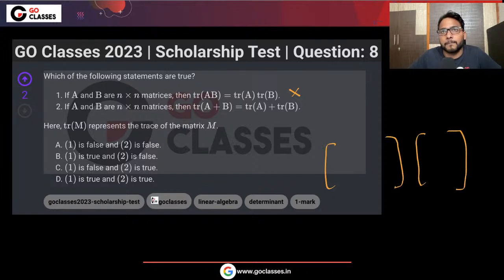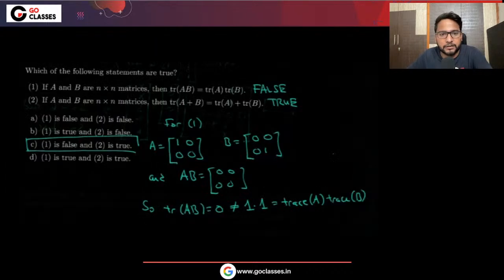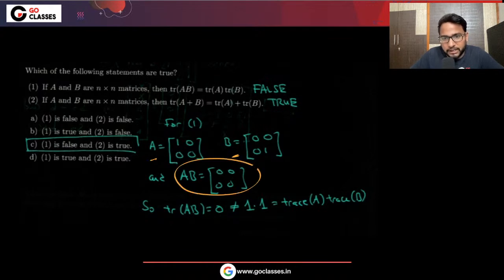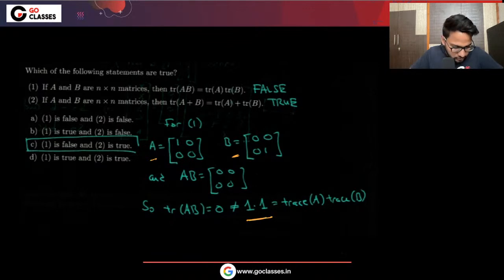Maybe I have one counter example here. Yeah. So here, as you can see, this is A, this is B, right? Now, if you talk about AB, which is 0, so trace of AB is 0 basically. But if you individually do the trace, then it is coming out to be 1. Okay. So this is the counter example that you can see.